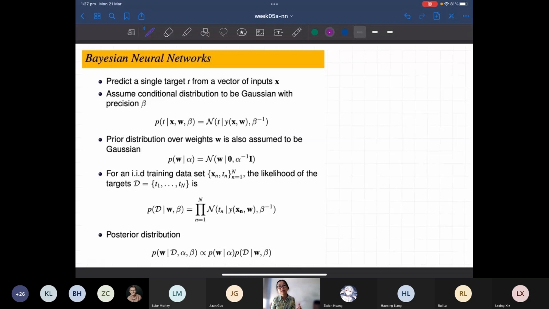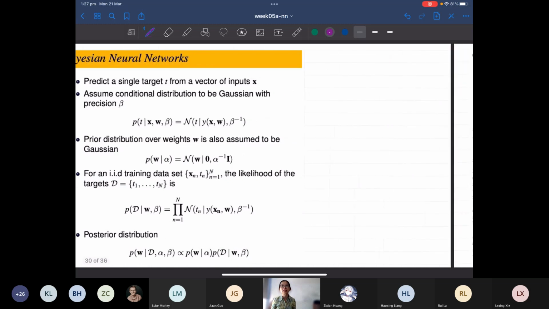You can also do the Bayesian version of neural net, which is not too much different than the Bayesian version of regression that we have talked about. So I just leave it at that.